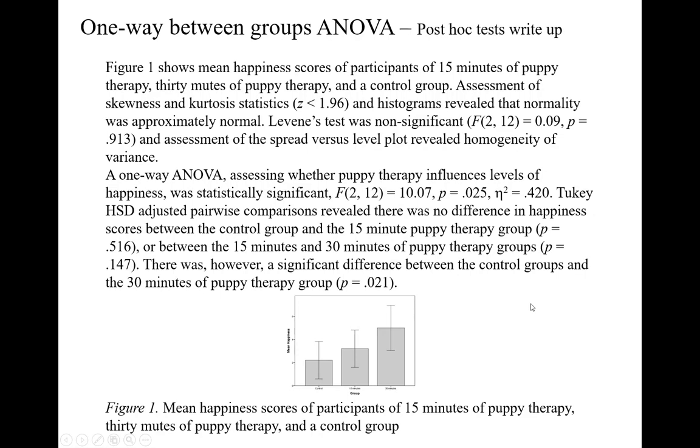So here's a post hoc test write-up. Everything's the same except after the F statistic here. So we've reported the one-way ANOVA, and then we go, Tukey HSD adjusted pairwise comparisons reveal that there was no difference in happiness scores between the control group and the 15-minute puppy therapy group.